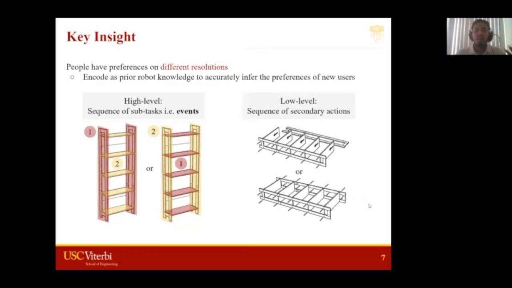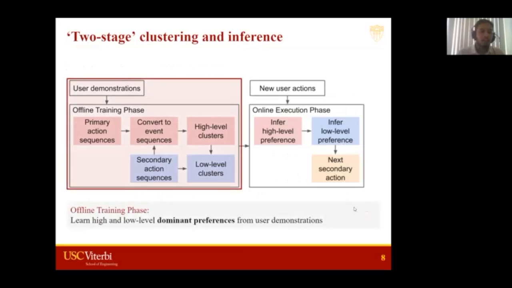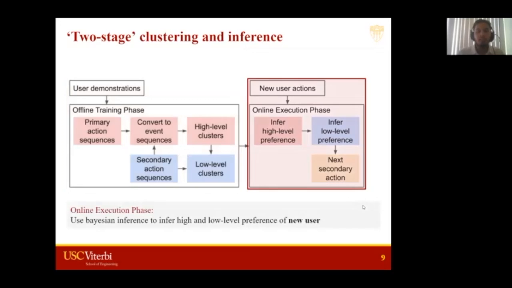Now, to leverage this high and low level preferences for action prediction, we propose a two-stage clustering and inference approach where in an offline training phase, we collect demonstrations from a bunch of users and cluster them to learn the high and low level dominant preferences. Then in the online execution phase, we observe the actions of a new user and then use Bayesian inference to infer the high and low level preference of the new user.